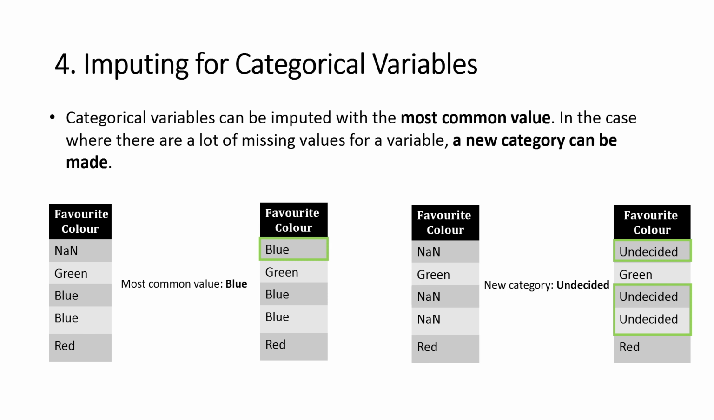Imputing the most common category can introduce bias. Imputing a new category makes assumptions about the data. In this example, the person might not have a favorite color rather than be undecided.